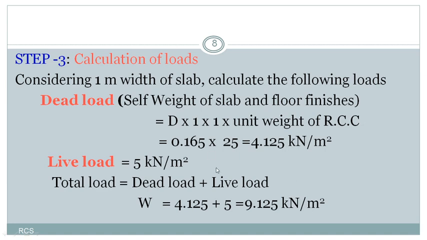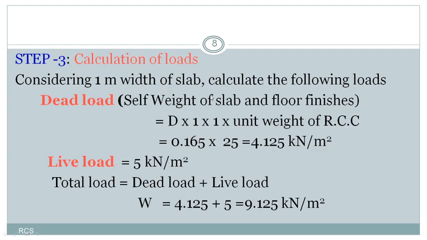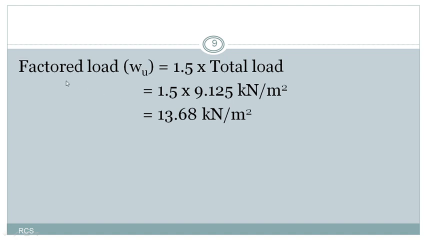This is the total load acting on the slab, but we have to calculate the design load, or the factored load. That can be calculated by using a suitable partial factor of safety, when we are using a combination of dead load and live load with respect to the limit state of collapse in flexure. Therefore the factored load W is equal to 1.5 times the total load. So 1.5 times 9.125 finally gives 13.68 kilonewton per meter square.